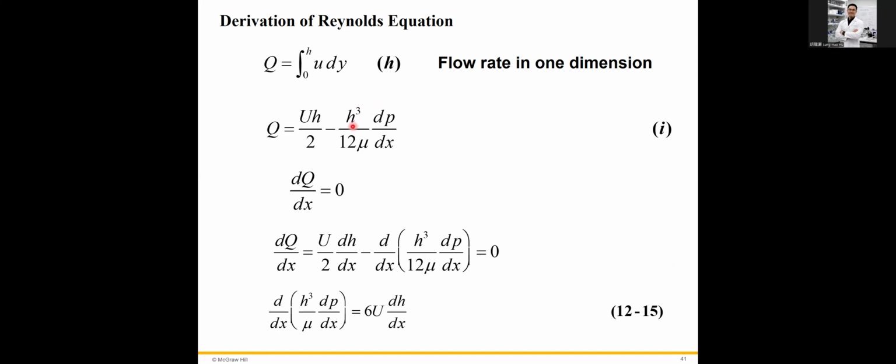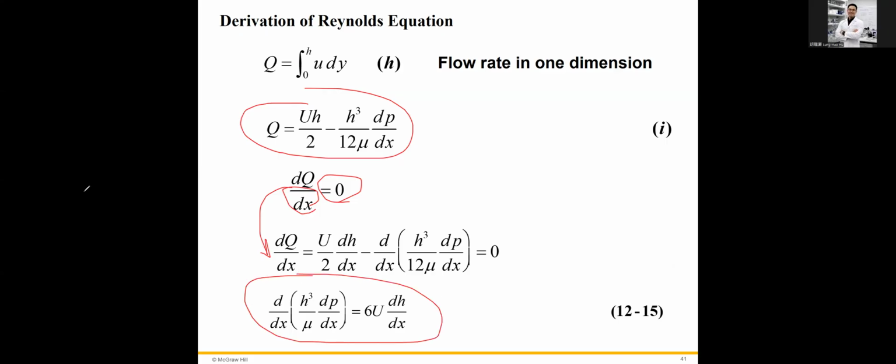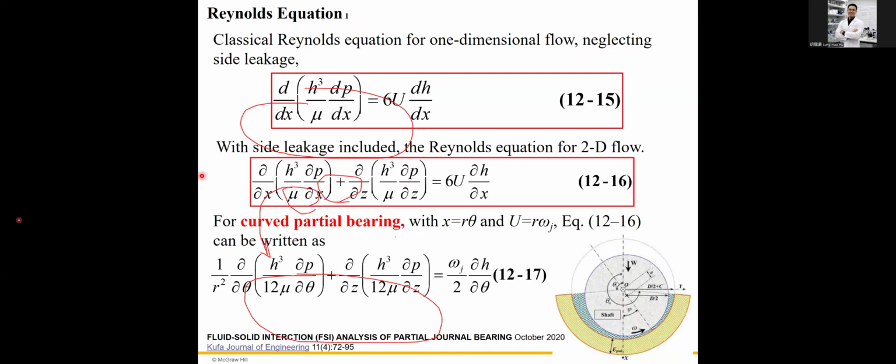Okay, and we take the derivative of Q, the flow rate in one dimension, with respect to x, equal to 0. Then we get this equation. This equation defines the Reynolds equation for one-dimensional flow, ignoring the side leakage.